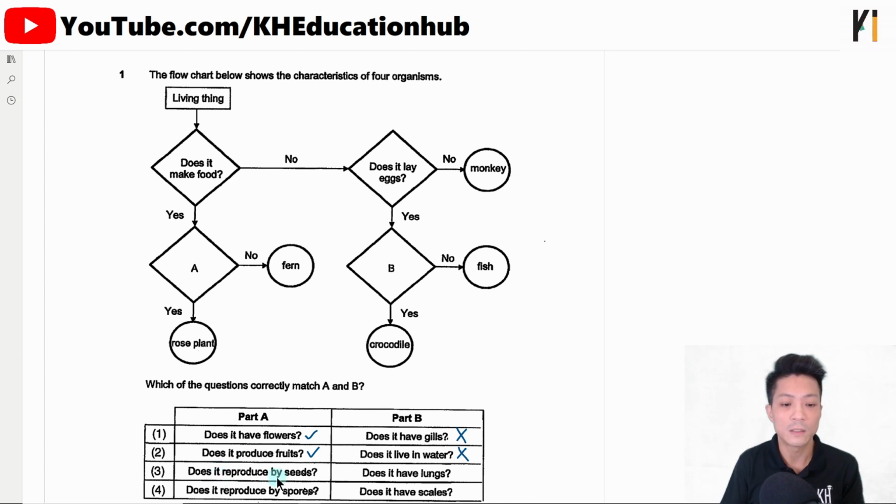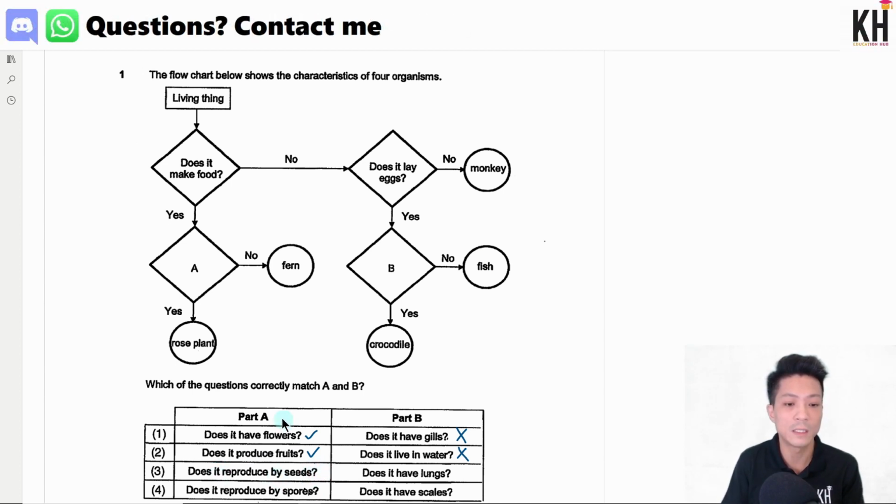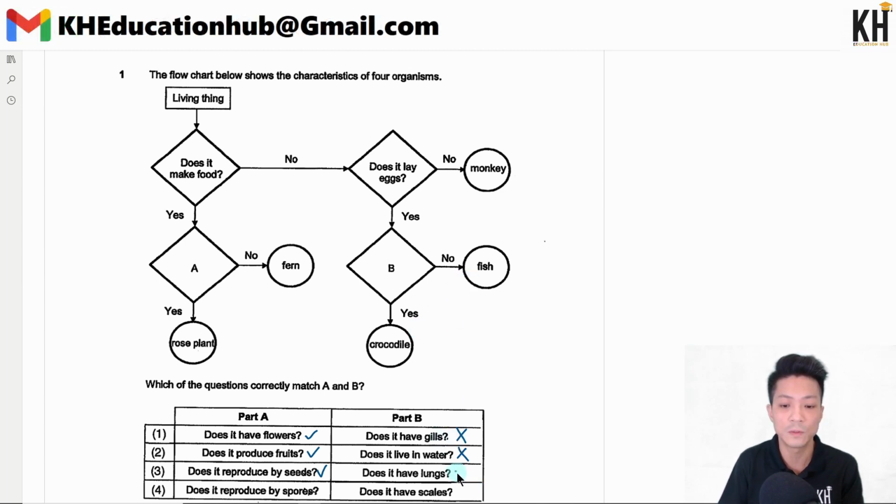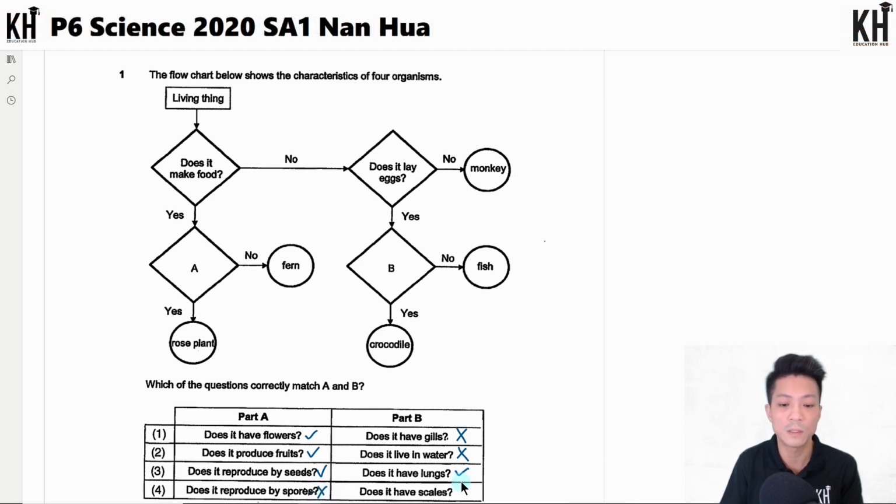Part 3, does it reproduce by seeds? Okay, rose plant, yes. Fern, no. Does it have lungs? Crocodile, yes. And fish, no. Okay, so this is likely to be the correct one. Does it reproduce by spores? Rose plant, yes, so this is wrong. Does it have scales? Fish, no, is wrong. Okay, so the answer for question number 1 is option 3.